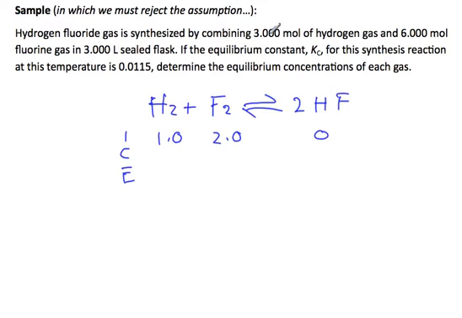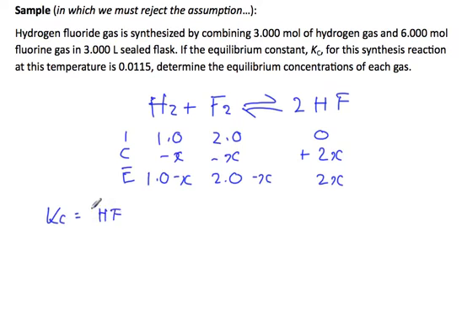Why is it 1? 3 moles in 3 liters, 1 mole per liter. 6 moles in 3 liters, 2 moles per liter. Change: minus x, minus x, plus 2x. At equilibrium, 1.0 minus x, 2.0 minus x, and 2x. Now, Kc equals [HF] squared over [H2] times [F2]. There's your equilibrium expression.